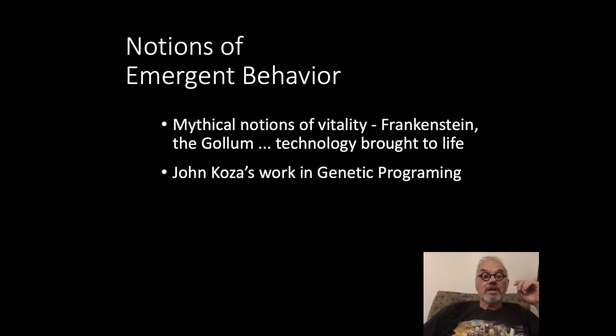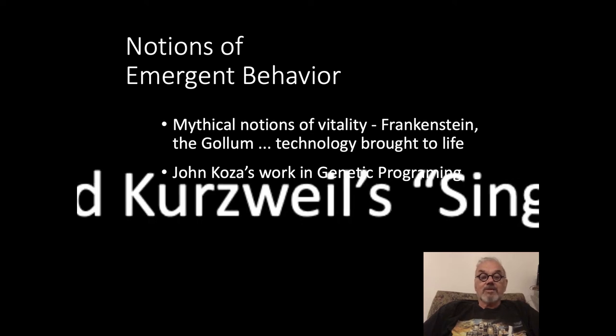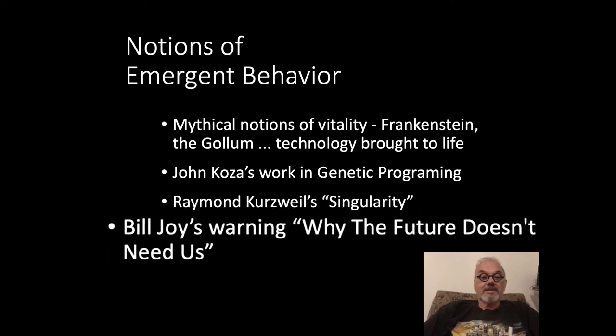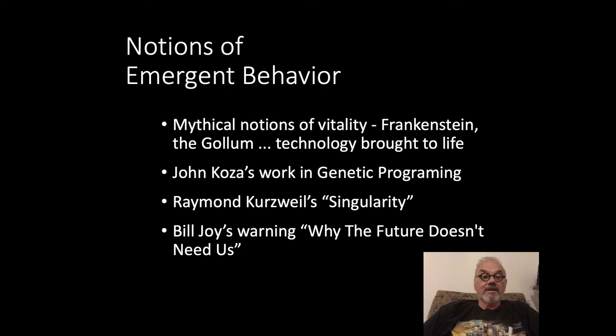John Koza's work in genetic programming was very influential for some of us in this period. We were thinking about making programming that comes alive in the sense of the golem and Frankenstein, but in a much less horrifying way. And then Ray Kurzweil had the idea of the singularity, and Bill Joy's warning, why the future doesn't need us. It's a combination of all of these things. It's sort of like the AI warning that we're getting now from thinkers.